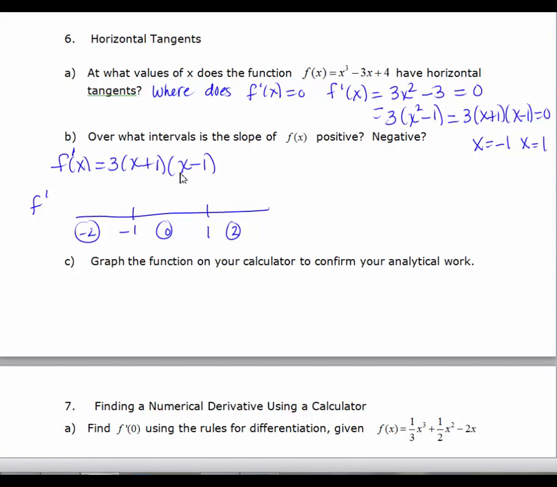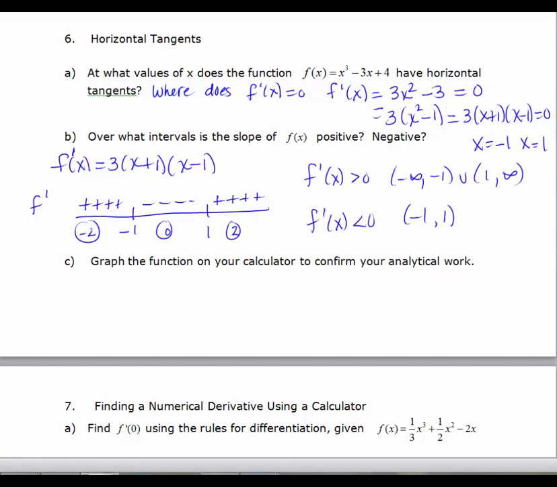And when I put a negative 2 in for x minus 1, I get a negative. So a negative times a negative is a positive. When I put 0 in for x plus 1, I get positive. And for x minus 1, I get a negative. A positive times a negative is a negative. When I put a 2 in, I get a positive for both factors. So I now have a nice sign chart that tells me the intervals over which the slope of the function is positive or negative.